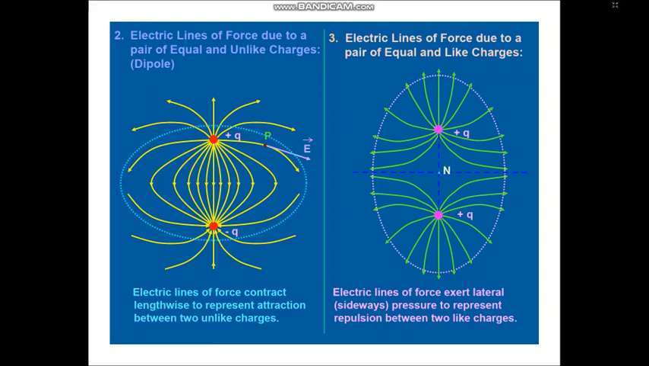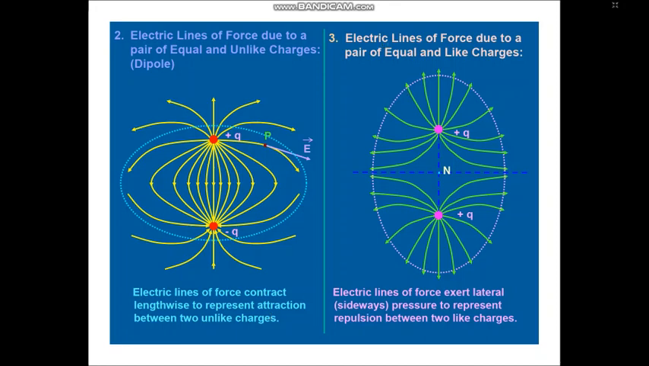Second, electric lines of force due to a pair of equal and unlike charges. A pair of equal and unlike charges is also called electric dipole. Here, two equal and opposite charges plus q and minus q are separated by small distance. The electric field lines pattern is like this. Electric lines of force contract lengthwise to represent attraction between two unlike charges.